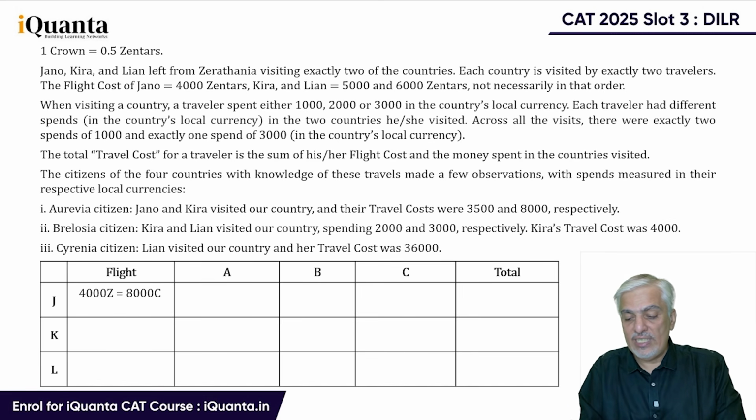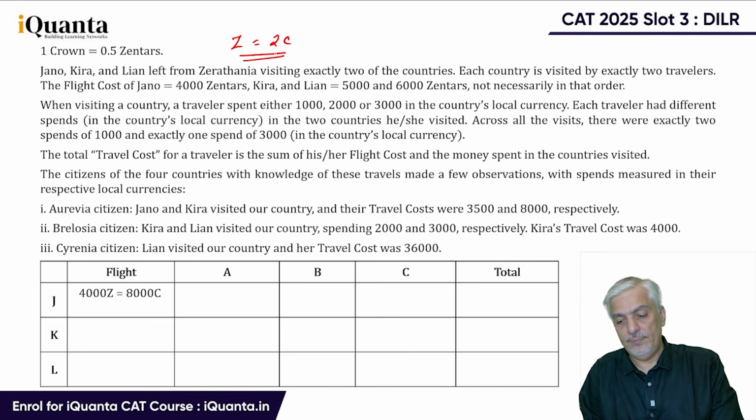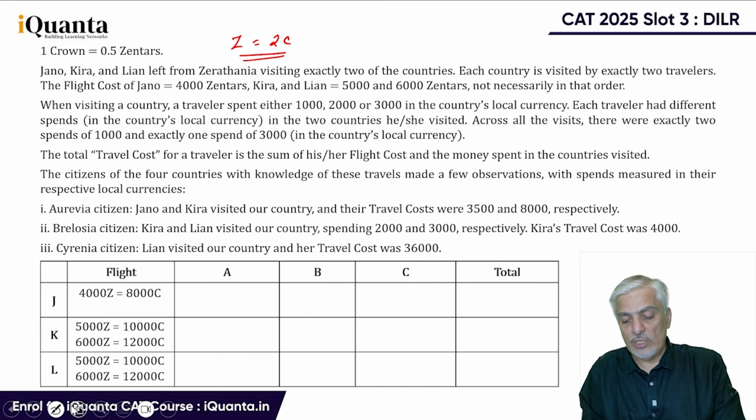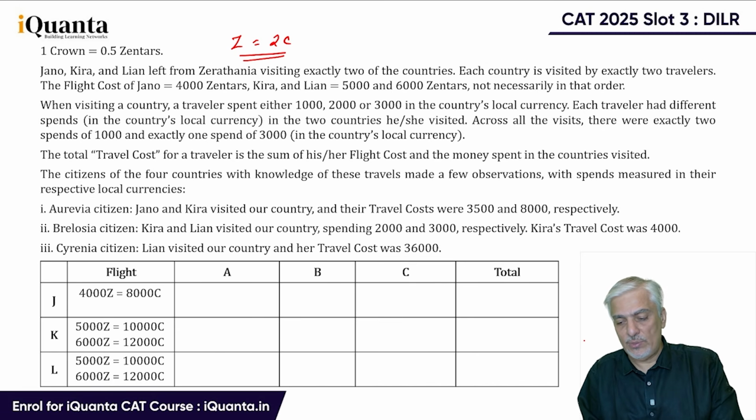J for flight has spent 4000 Z, which is same as 8000 C, because I knew right at the start Z is 2C. So whatever conversions I'm getting, I'm doing it that time only. K has spent either 5 or 6. We don't know. And L has spent 5 or 6. So one of these is correct. You could have done it in 2 cases. I've done it like this. We'll see as we go ahead.